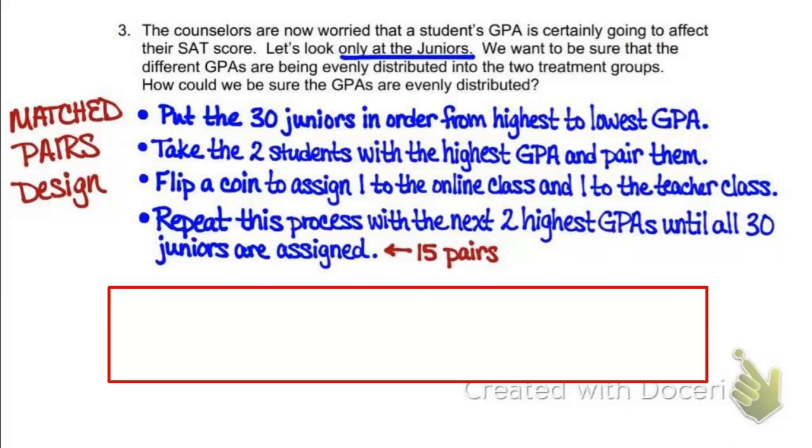So we're going to end up with 15 pairs total, 15 students in each of these classes. At the end, when I do my comparing, I'm going to take those top 2 GPAs and compare them to each other. Then I'm going to take the 2nd highest 2 GPAs and compare them to each other. I'll still compare my online to my teacher-led overall scores, but because I have these matched pairs, I can look at what's the difference in their scores here, what's the difference in scores here, what's the difference in scores here, and then I can compare those different pieces.